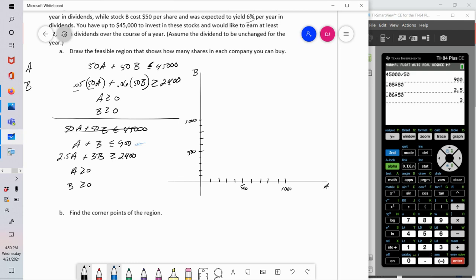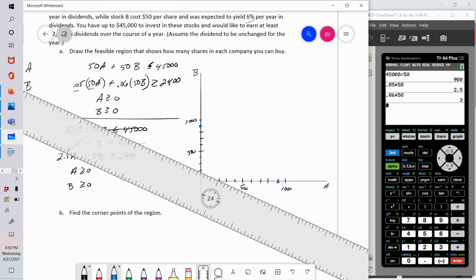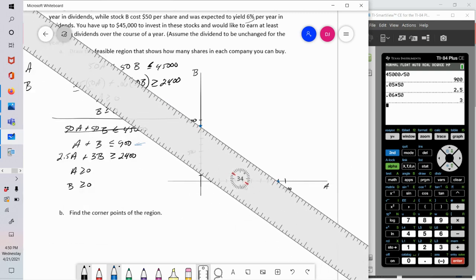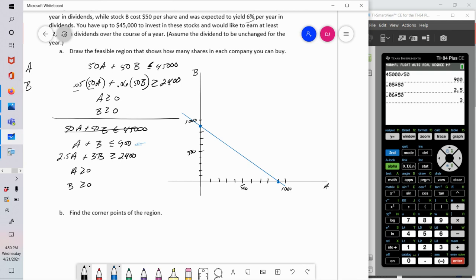First equation, which I'm going to use blue: A plus B is 900. Therefore, if A is 0, B is 900. If B is 0, A is 900. And here's that blue line. Notice we're going to shade toward the axis, or toward the origin. A is greater than 0, B is greater than 0. So far we're inside that triangle.